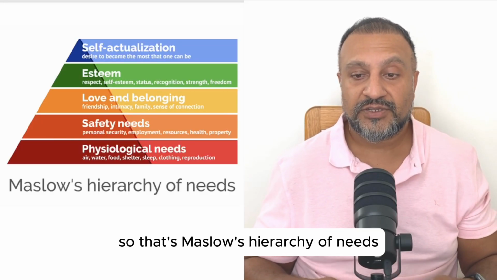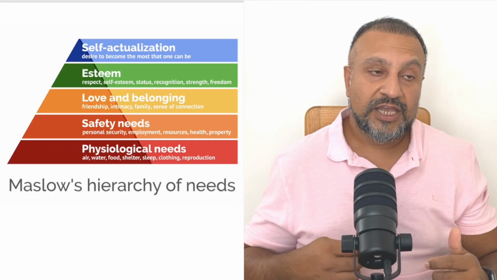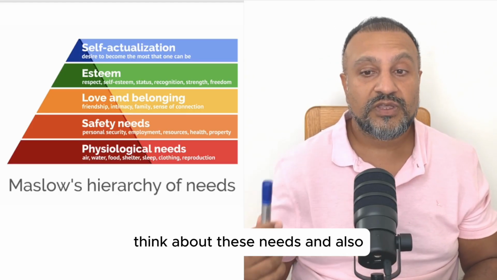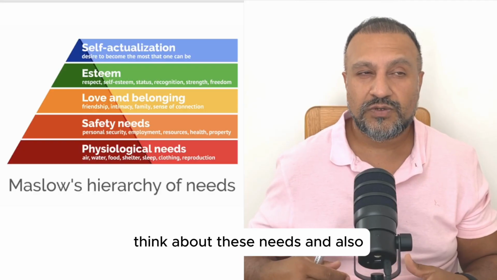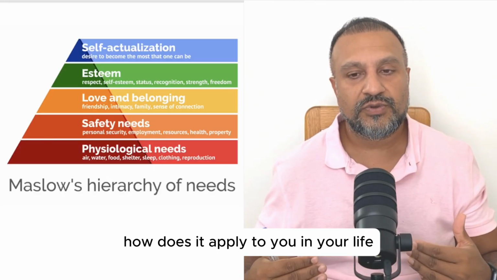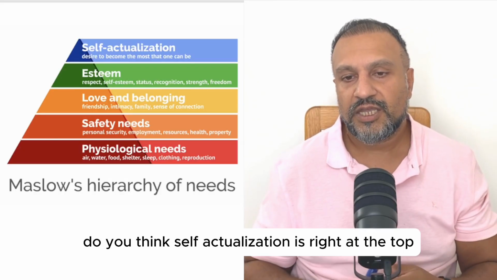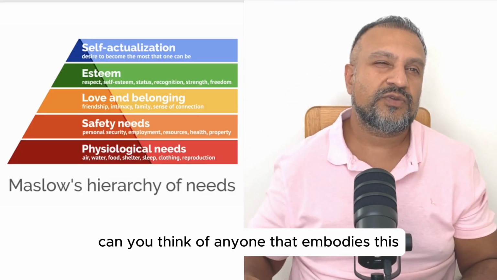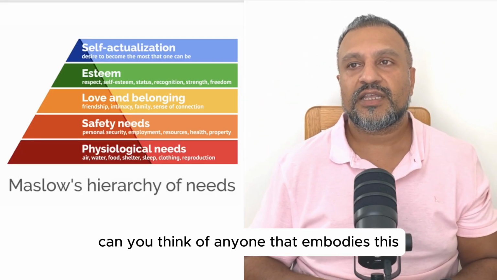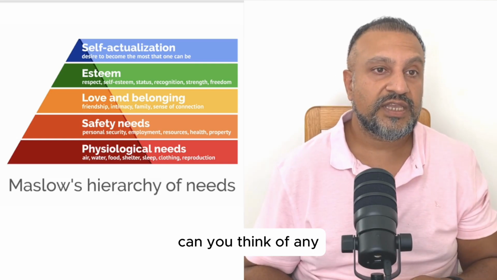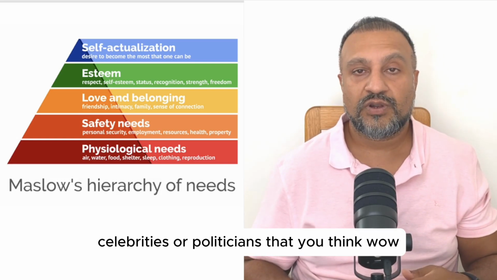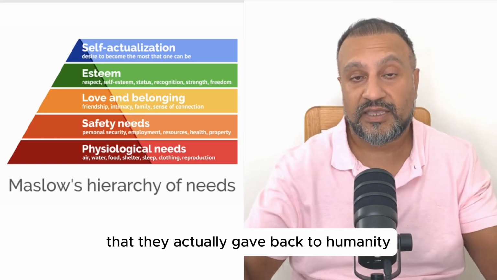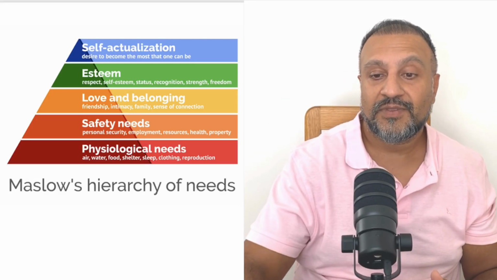So that's Maslow's hierarchy of needs. Try to write in the description below, what do you think about these needs? And also, how does it apply to you in your life? Do you think self-actualization is right at the top? Can you think of anyone that embodies this? Can you think of any celebrities or politicians that you think, wow, that they actually gave back to humanity?